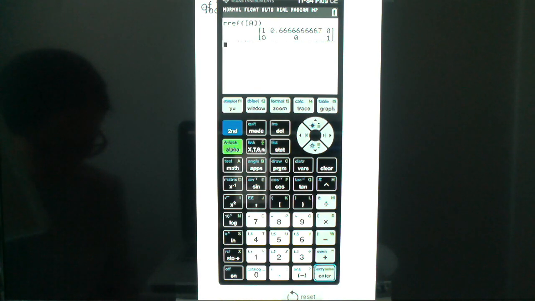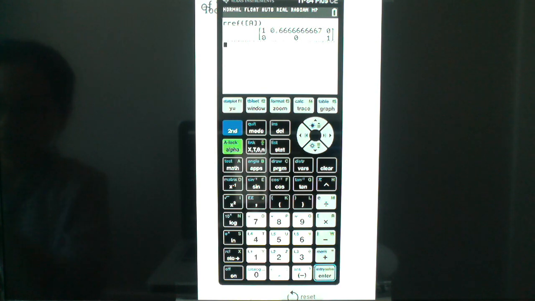Okay, so I would like to go back and explain matrix one more time. So, do you remember RREF? RREF format will look like this.